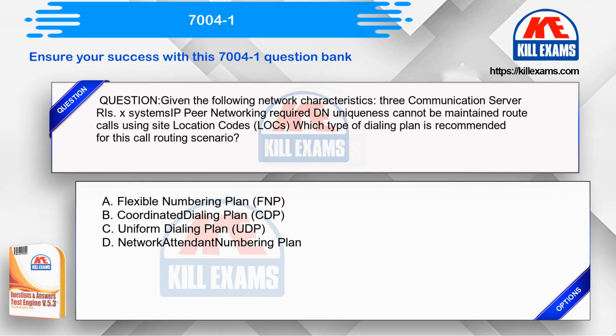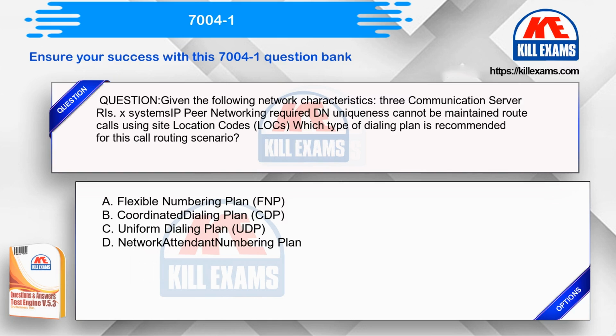Question: given the following network characteristics, 3 communication server REs, X systems at peer networking required, DN uniqueness cannot be maintained, route calls using site location codes, LOCs, which type of dialing plan is recommended for this call routing scenario?